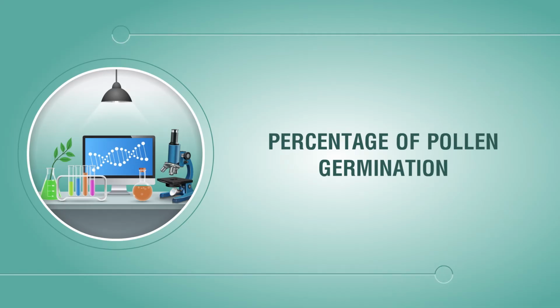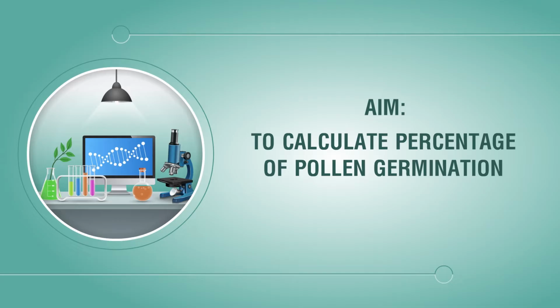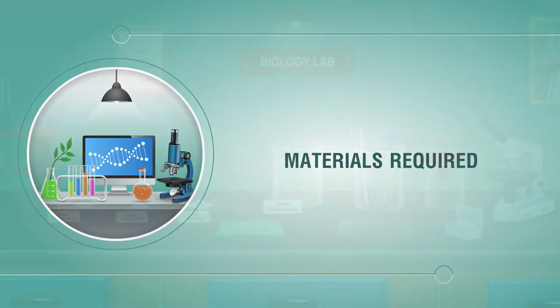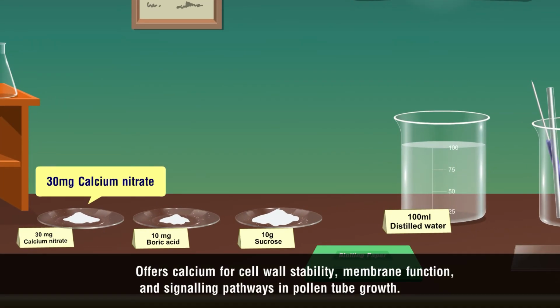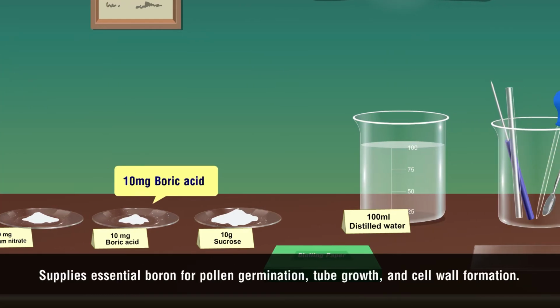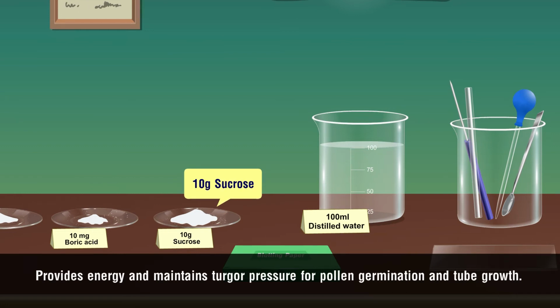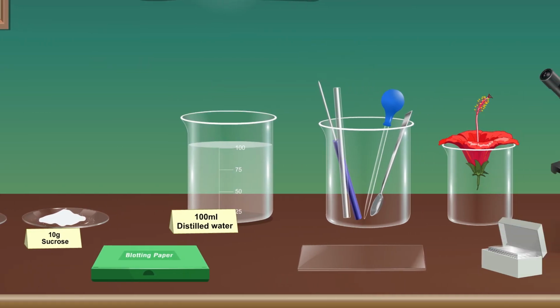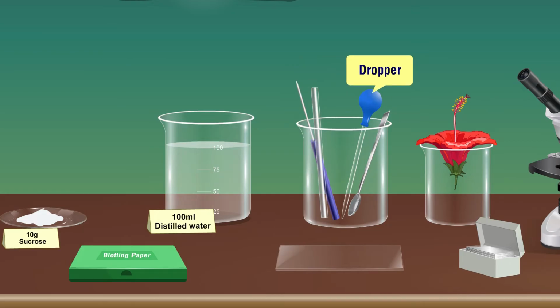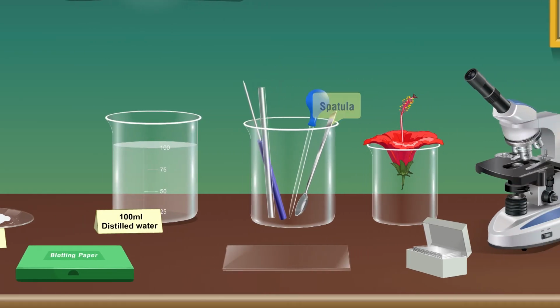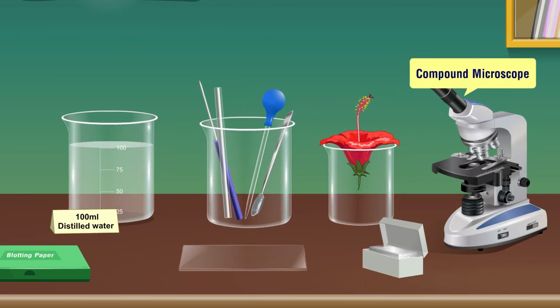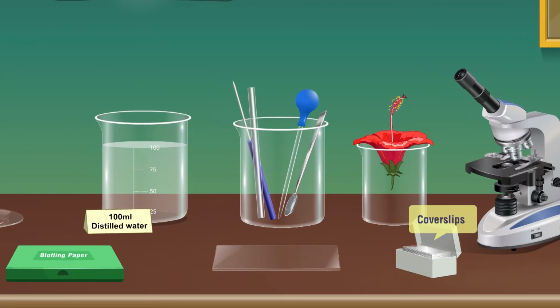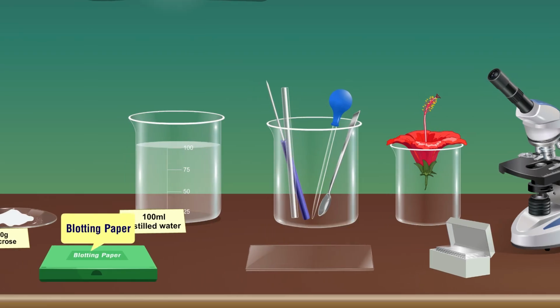Percentage of pollen germination. Aim: to calculate percentage of pollen germination. Materials required: 30 mg calcium nitrate, 10 mg boric acid, 10 g sucrose, 100 ml distilled water, needle, glass rod, dropper, spatula, hibiscus flower, compound microscope, cover slips, glass slides, blotting paper.